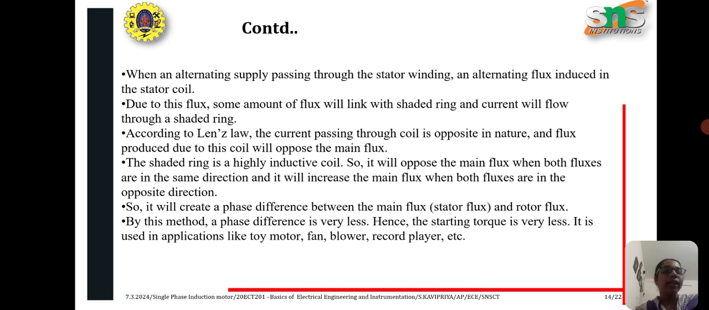When alternating current supply is given through the stator winding and alternating fluxes are produced, some amount of flux will link with the shaded ring and current will flow through it. According to Lenz's law, the current in the coil is opposite in nature and the flux produced by this coil will oppose the main flux. The shaded ring is highly inductive, so it will oppose the main flux when both fluxes are in the same direction and will increase the main flux when they are in opposite directions. So it will create a phase difference between the fluxes. It is used in toy motors, fans, blowers, record players.